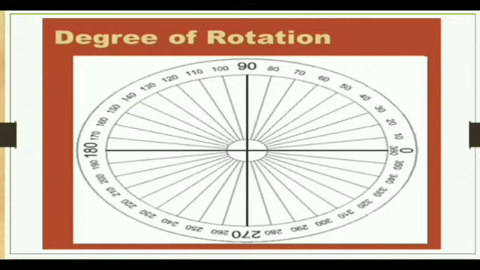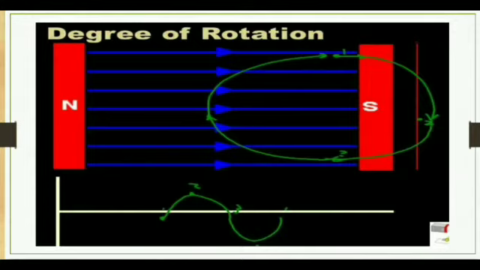and this is the degree of rotation for phase changing, that is 0, 90, 180, 270 and 360, like this. So the alternating current changes, and that's why we have degrees of rotation. Based on this, the alternating current changes like this.